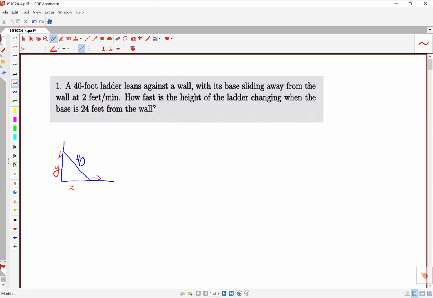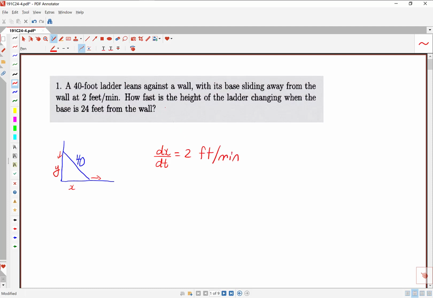And we know how fast the base is sliding away from the wall. So when we talk about how fast the base is sliding away from the wall, we're actually talking about how fast x is increasing. So when we talk about the rate of change of a variable, in symbols, we would write that dx/dt. So, rate of change of x with respect to time. That's 2 feet per minute.